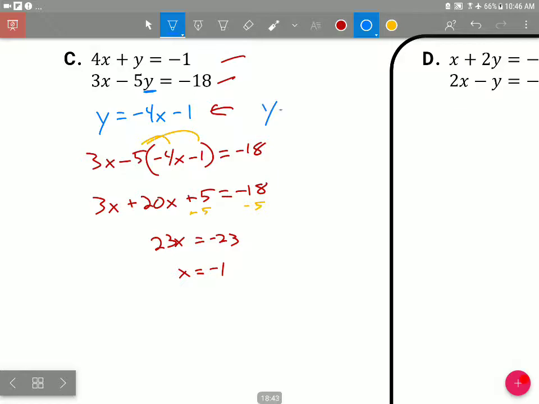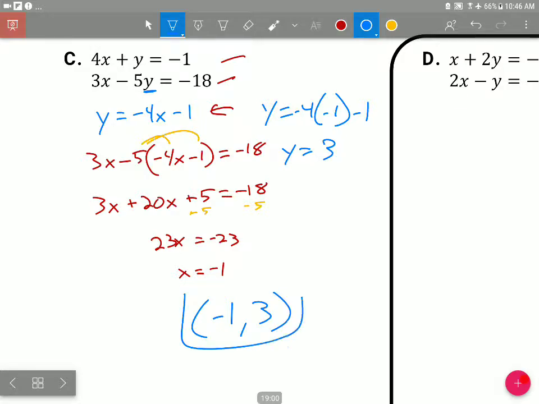So what is negative 4 times negative 1? 4. So 4 minus 1 is 3. So your answer is, what number goes first, the negative 1 or the 3? The negative 1. It's x, y. Remember, this is a point on a graph.